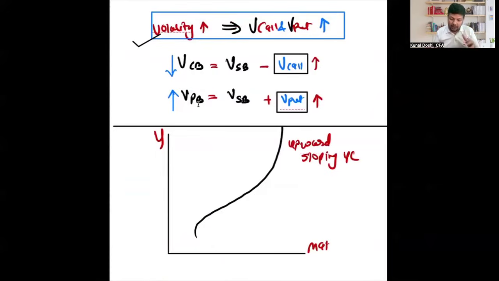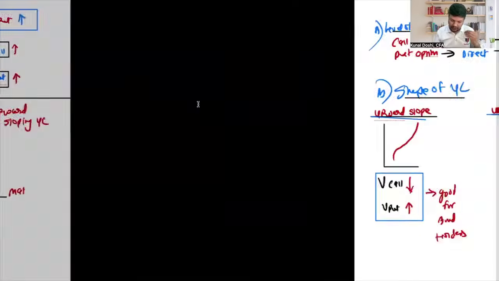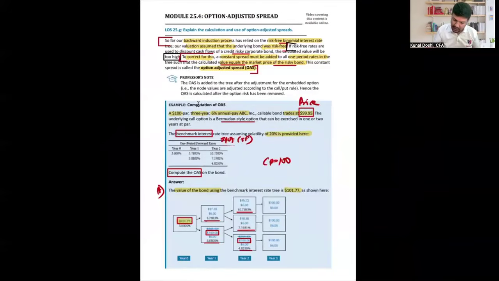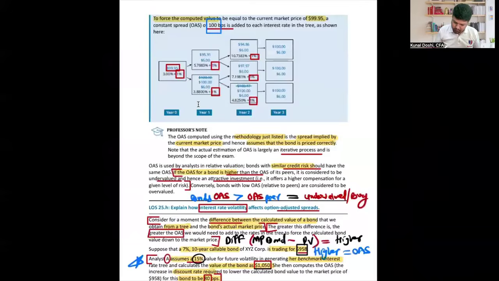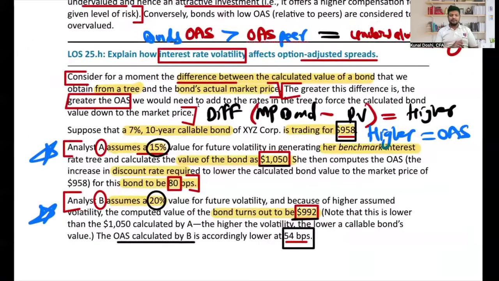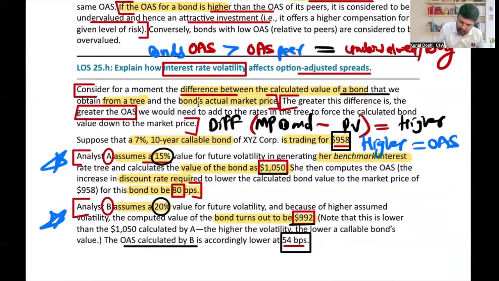But what about the spread? What about the option adjusted spread? Where did we discuss the spreads? So here we will go to the discussion about the spread. See this. Here, the difference between the bond from a tree. So here, the greater the difference, the greater the OAS, the greater is the spread.